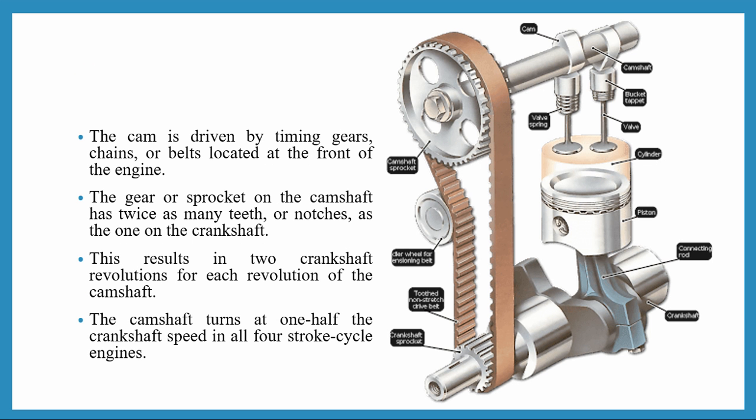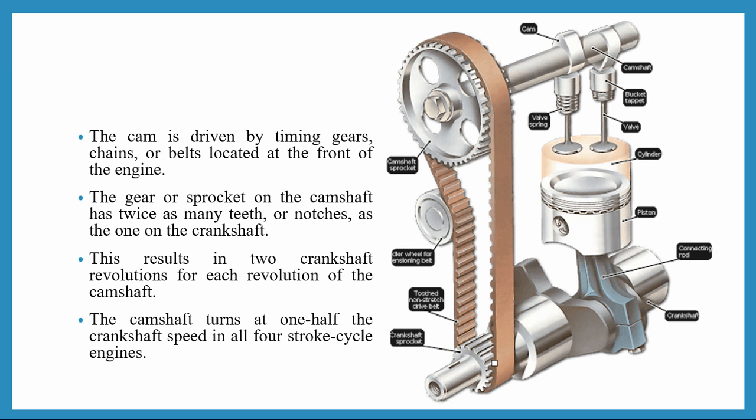This cam, these things which are known as cams, are basically driven by the timing gear. This one is called the timing gear or the belt, which is located at the front of the engine. The gear or sprocket of the camshaft has twice as many teeth or notches as the one on the crankshaft.